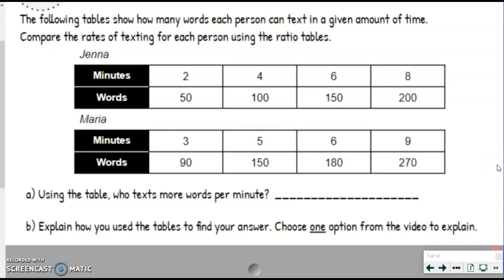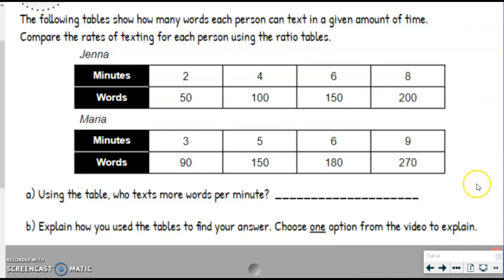Now, if you want to, you can, just so you know for future reference, but I'm going to explain more options than what you actually need to write. You only need to write one. So when you do these in the future, you will answer the question and explain how you know by explaining one of the options that you saw, okay?